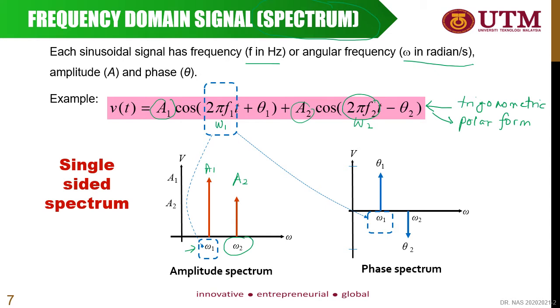The same goes for the phase spectrum. When you have omega 1, the phase is theta 1. When the frequency is omega 2, the phase is negative theta 2, so that's why the signal is pointing down.